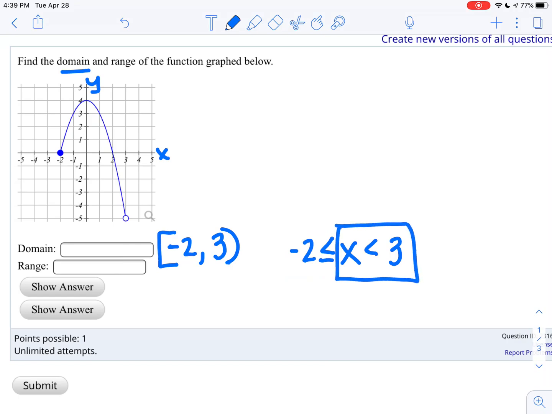It's also x is less than 3. Is x less than 3? Yes, because it also goes less than 3. So this is saying that x is between -2 and 3. And x is literally between -2 and 3.